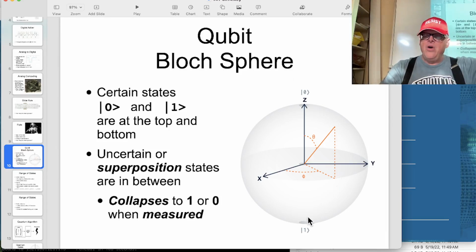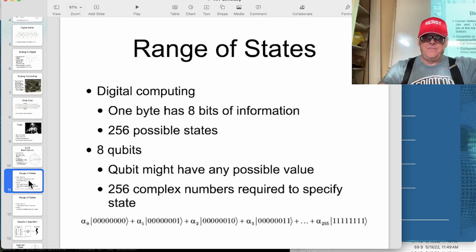There is a value that is 1 down here, and there's a value that's 0 up here, but there's a whole bunch of in-between states called superposition states, where it is in an uncertain state that when measured will sometimes be 0 and sometimes be 1. But this is a real state before measurement, and it's a superposition state of both 0 and 1. And this means that a single qubit contains a lot more information than a bit. It's an analog object that includes a lot of information.